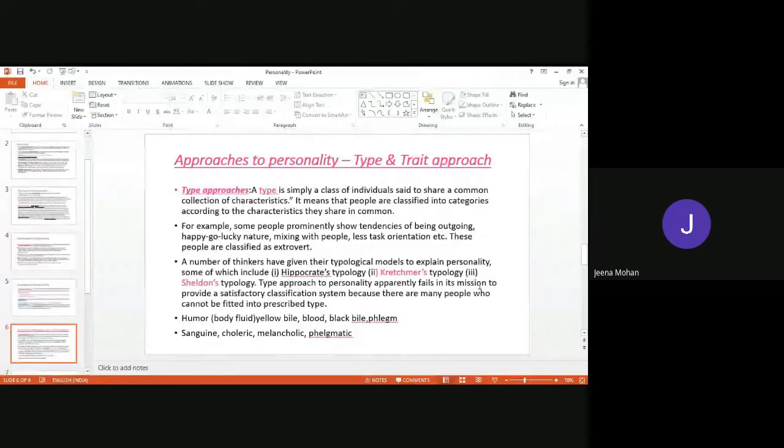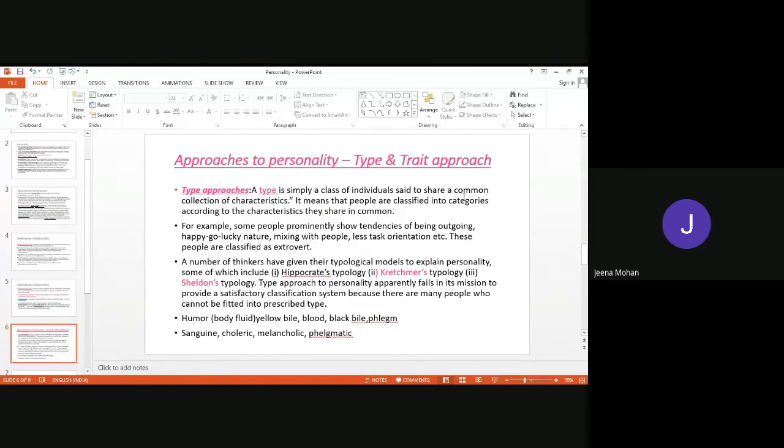Earlier we studied body type, or body build and physique, where Sheldon classified people into different types. So here also, a type is simply a class of individuals who have some common collection of characteristics. That means people are classified into different types or categories.